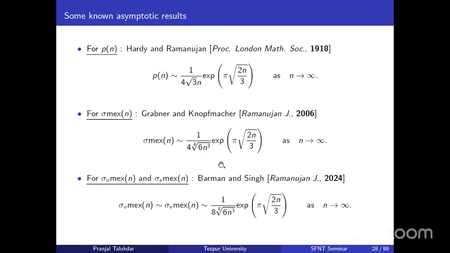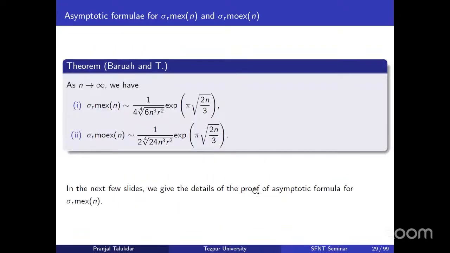Okay. So for Tn, sigma max, and the even and odd counterparts of sigma max, we have these asymptotic formulas due to Hardy and Ramanujan, Grebner and Knopfmacher, and recently by Borman and Singh. Okay. So motivated by these results, we have proved these two asymptotic formulas for sigma r max and sigma r minimal excludant. In the next few slides, we'll be giving the details of the proof of this formula.